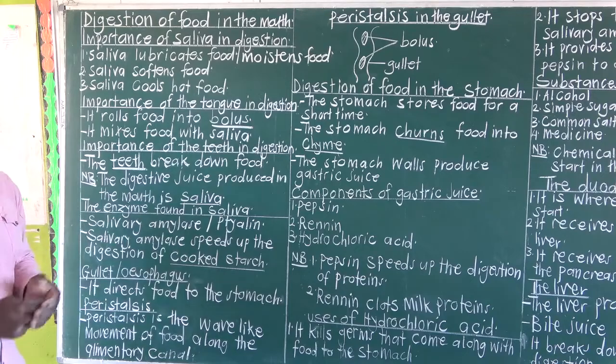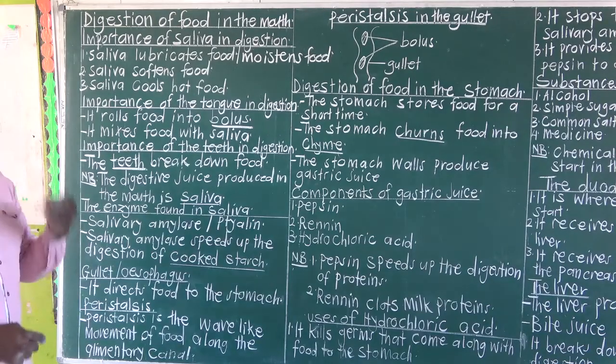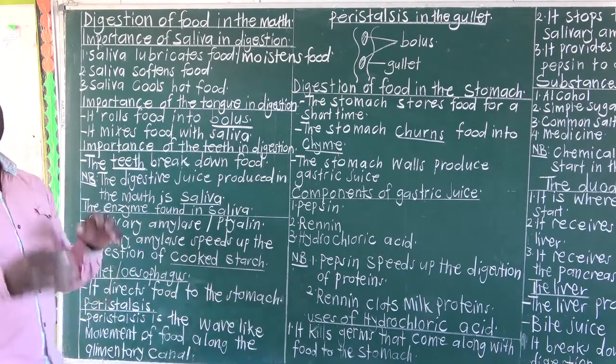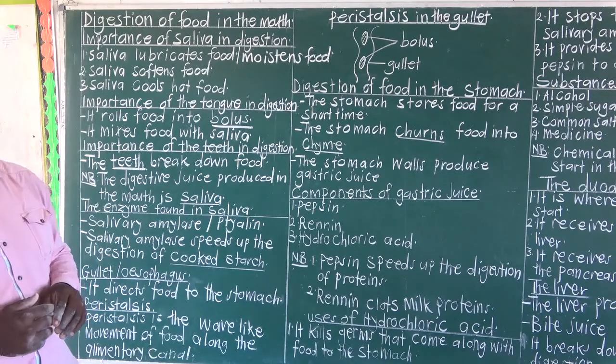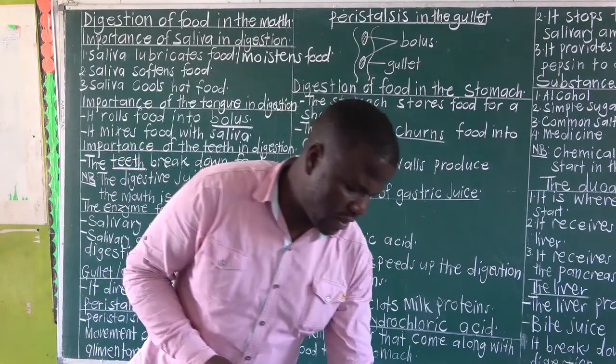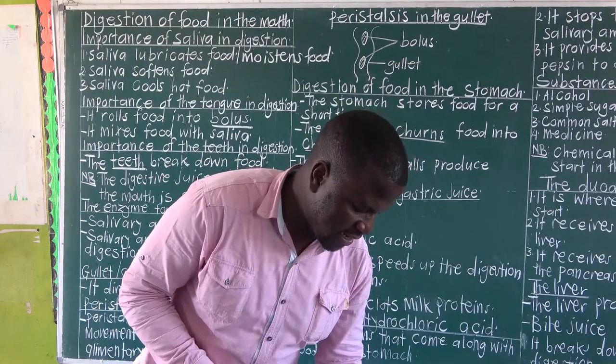By which process does food move from the mouth to the stomach through the gullet? That process is called peristalsis. In our previous lesson, we looked at what peristalsis is. And we said peristalsis is a wave-like movement of food along the alimentary canal.